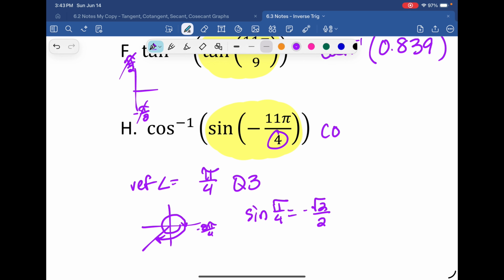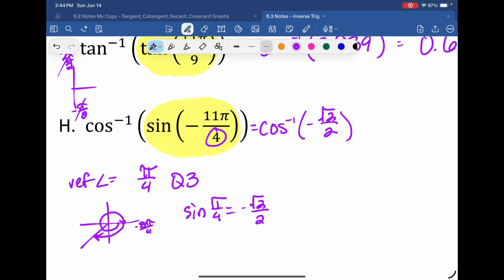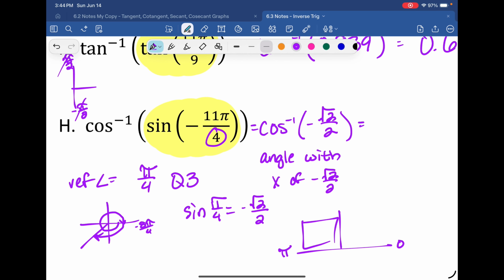So this is going to be inverse cosine of negative root 2 over 2. Remember, this negative root 2 over 2 comes from the fact that we're in quadrant 3. So now I've got inverse cosine of negative root 2 over 2. This is an angle with an x of negative root 2 over 2. Again, remember that cosine is 0 to pi. Cosine is negative over here, so that's going to give me 3 pi over 4.